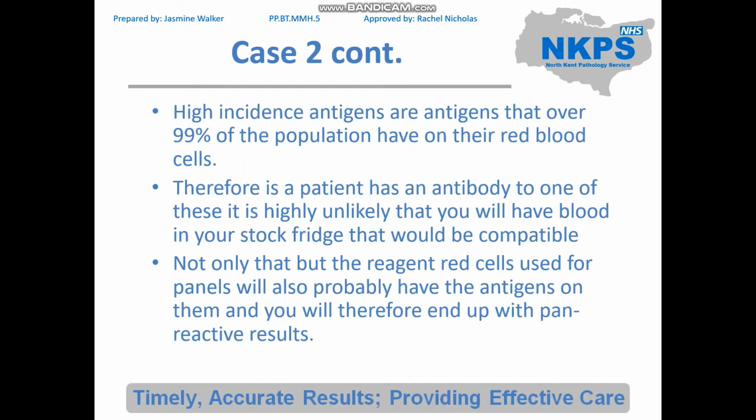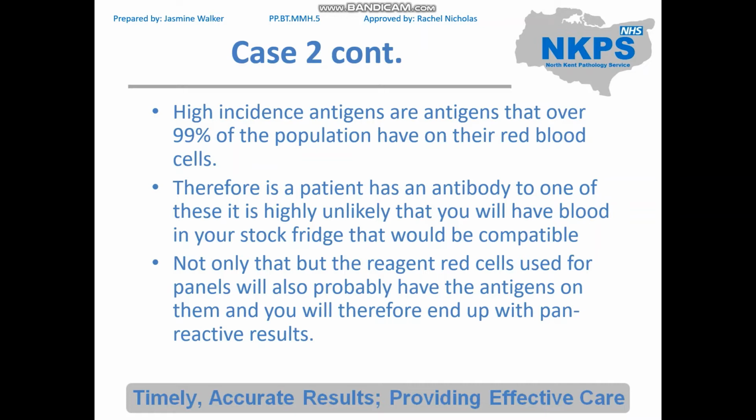So what is a high incidence antigen? Now we're just going to go through this very quickly. There is meant to be a talk at some point on high incidence and low incidence antigens, but high incidence antigens are ones that over 99% of the population have on their red blood cells. Therefore, if a patient has an antibody to one of these, it's highly unlikely that you will have blood in your stock fridge that would be compatible, because it's all going to have that antigen present on it.